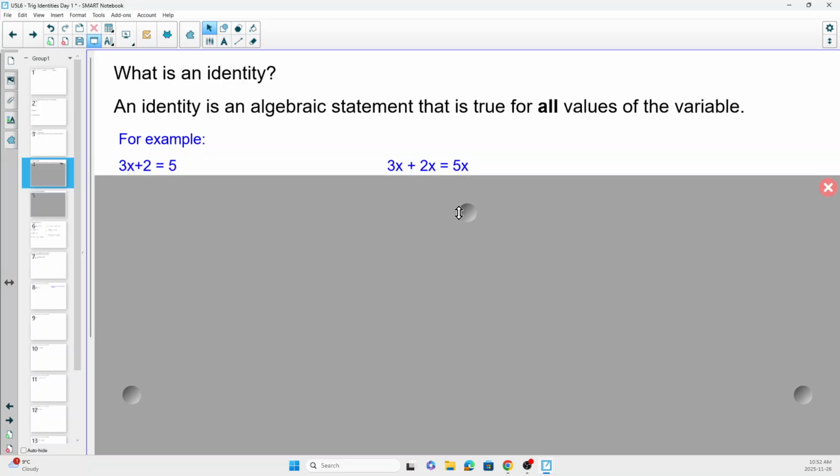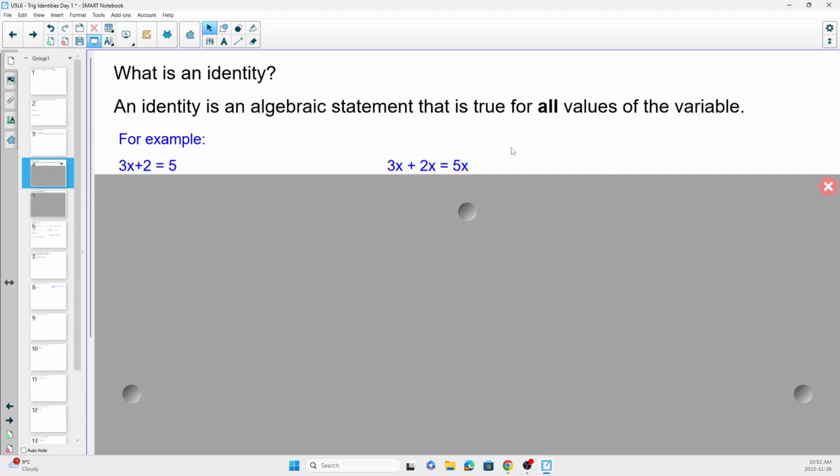For example, if we have 3x plus 2 equals 5, this is an equation. Now, we could solve this. We could subtract 2 on each side, divide by 3, and figure out that a solution to that equation is x is equal to 1, and that is the only solution that will make the left side equal the right side. So this is an equation with a solution.